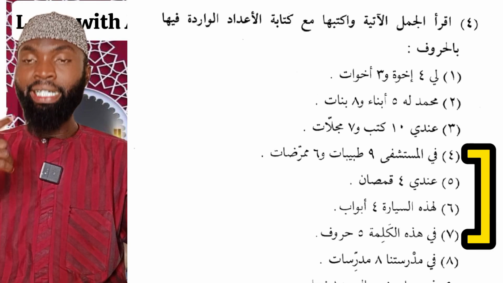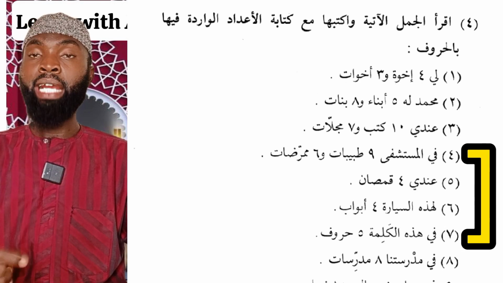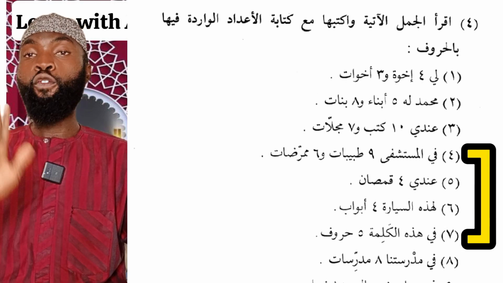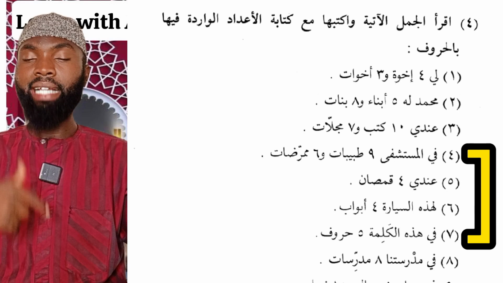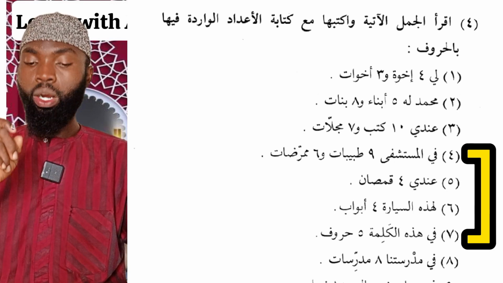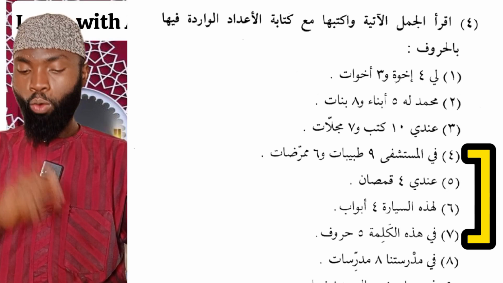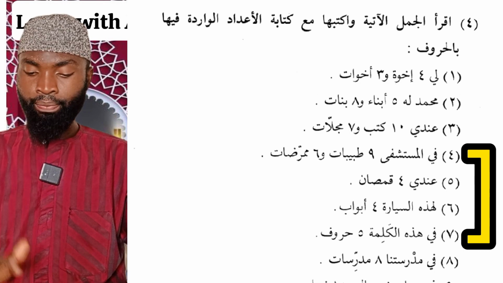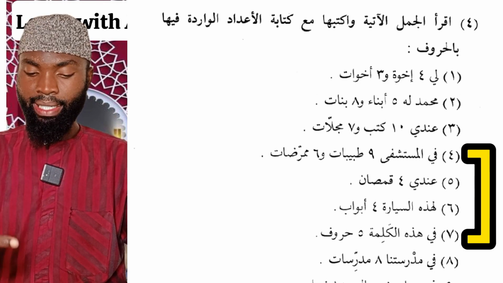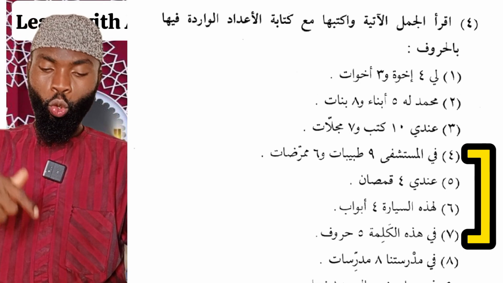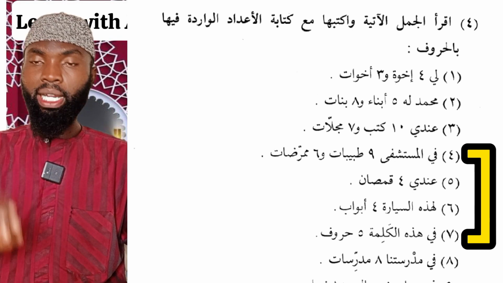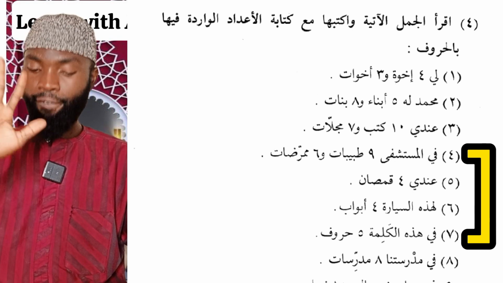Number 5, we have عندي أربعة قمصان. I have 4 shirts. Number 6, لهذه السيارة what? أربعة أبواب. This car has 4 doors. Number 7, في هذه الكلمة 5 حروف. In this word, there are 5 letters.